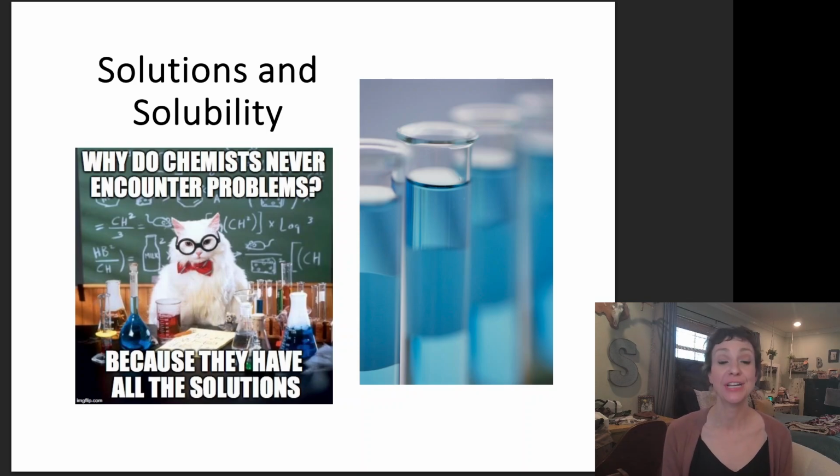We are starting with Unit 12 today. Unit 12 is all about solution chemistry and equilibrium. We've used the term aqueous solution before. We know an aqueous solution is when a substance is dissolved in water.